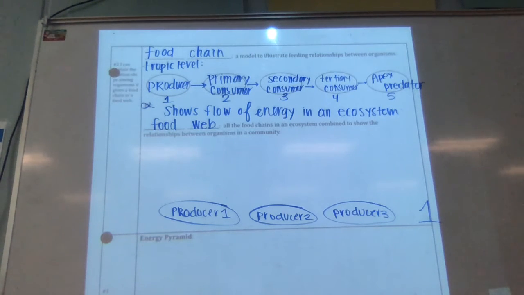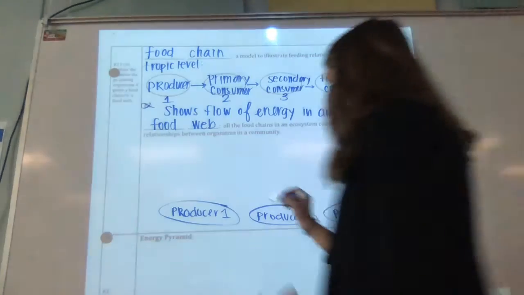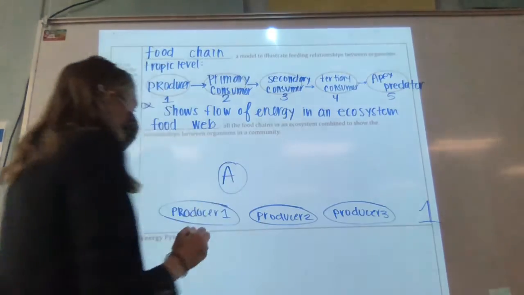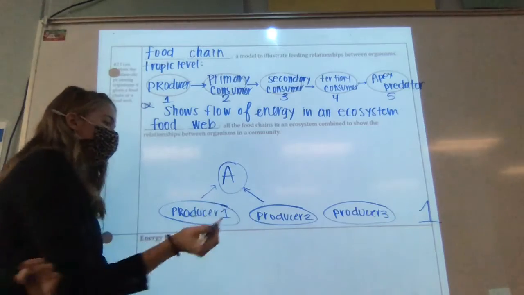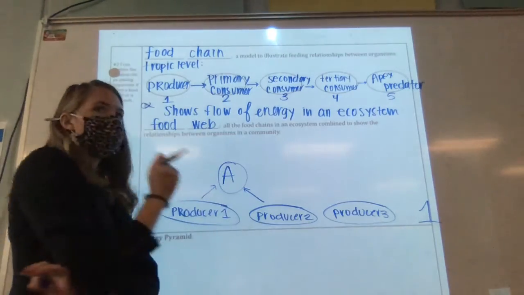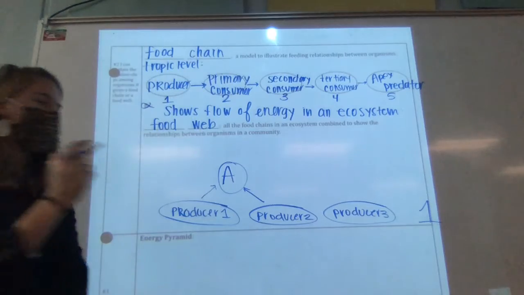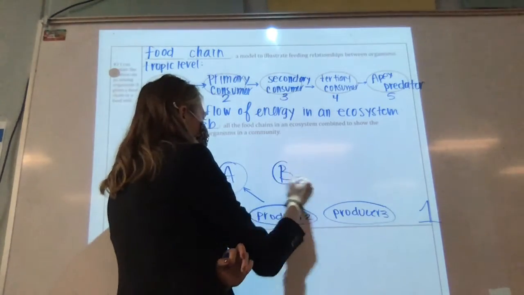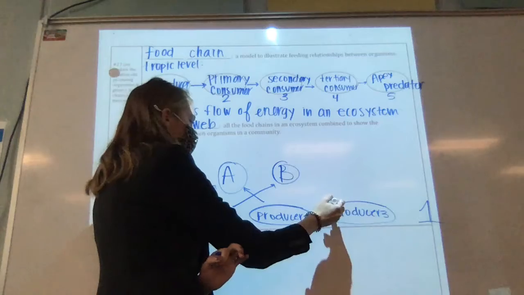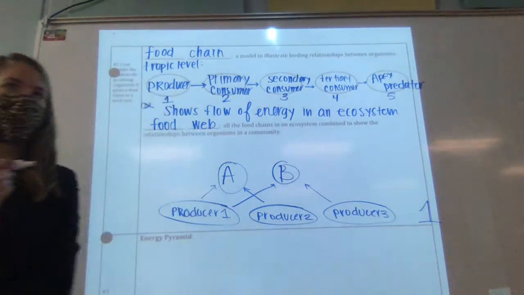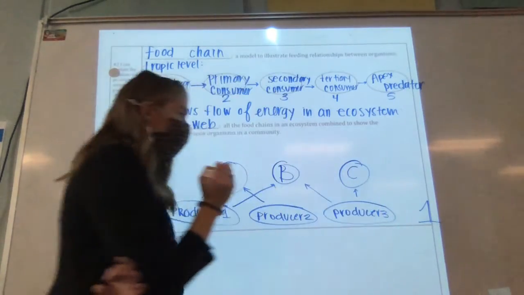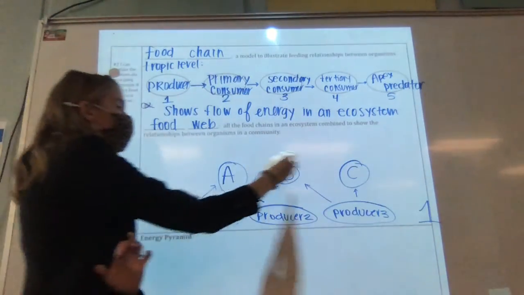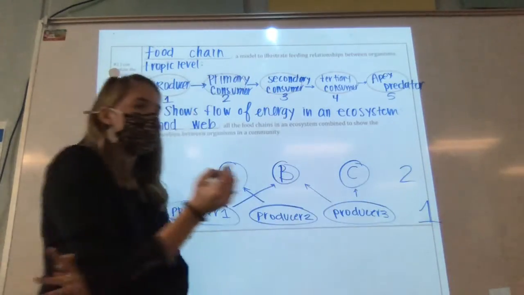From producer, we go to where? Primary consumer. So our primary consumers might be something like letter A. And primary consumer A eats both producer 1 and producer 2. So the energy from both of those things might go to A. We also have primary consumer B. And B eats producer 1 and producer 3. We also might have another organism, C, that only eats producer 3. So A, B, and C would be part of trophic level 2.